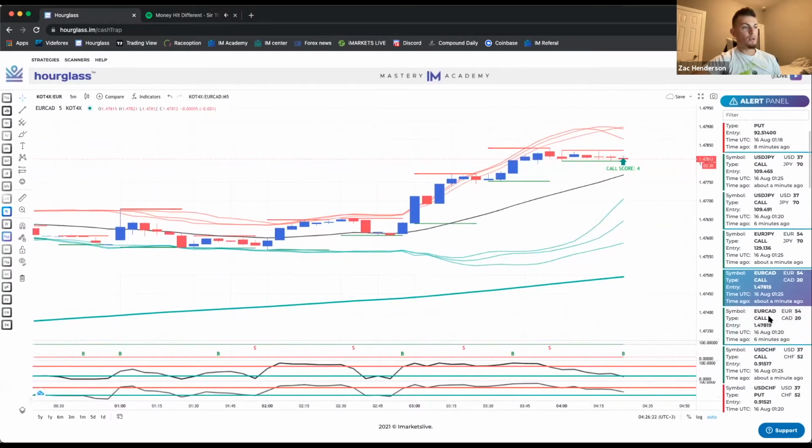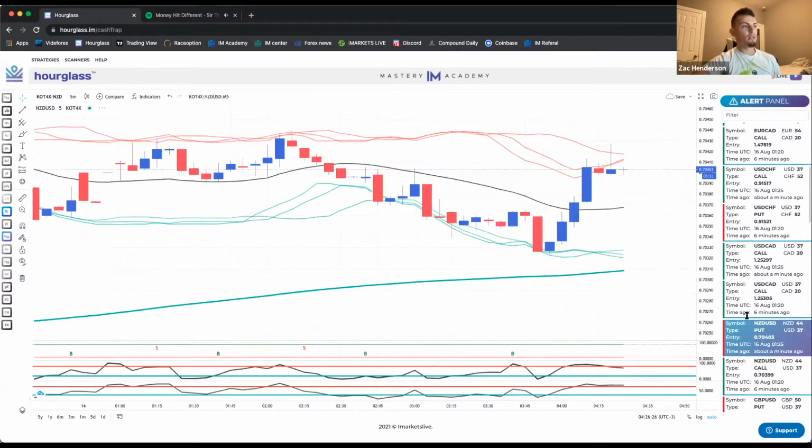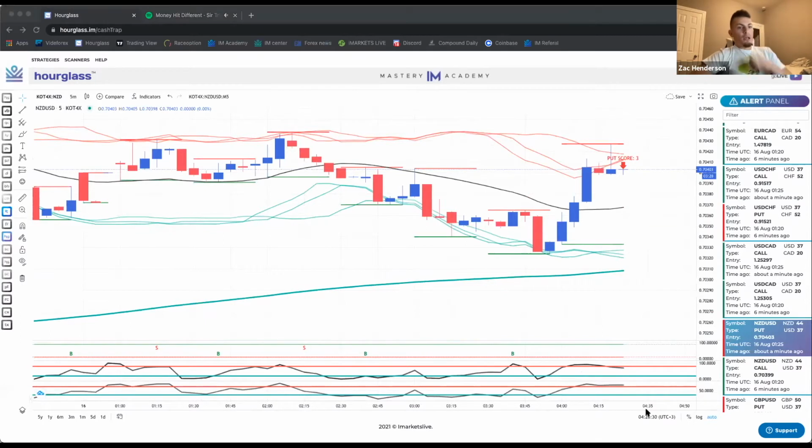So let's look for one that's giving us a put. NZD USD is currently giving us a put. Great. So what we're looking for here, guys, with the put, all the same points, but when we're looking for a call, we're looking for all those points to meet us at the bottom. When we're looking for a put, we're looking for all those points to meet us at the top. Okay. What does that mean?